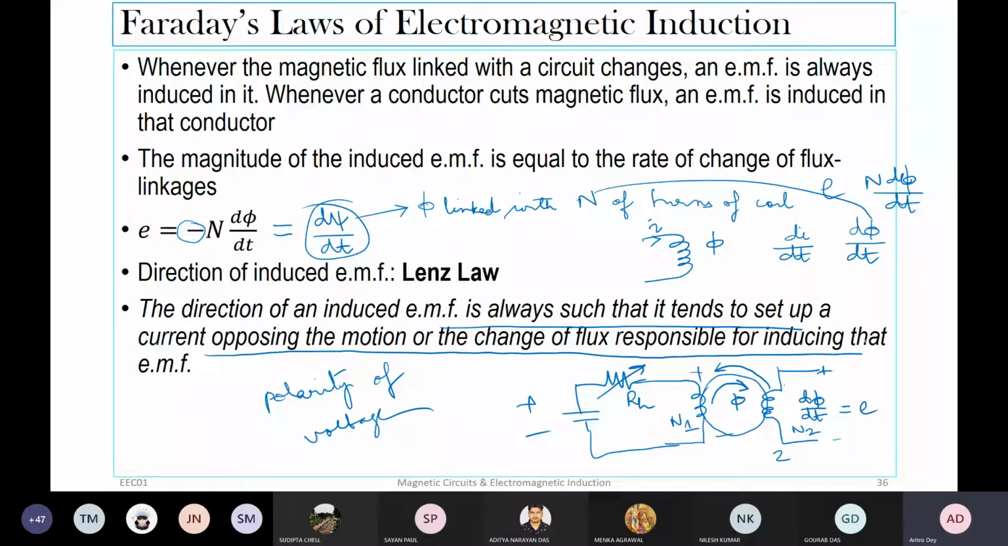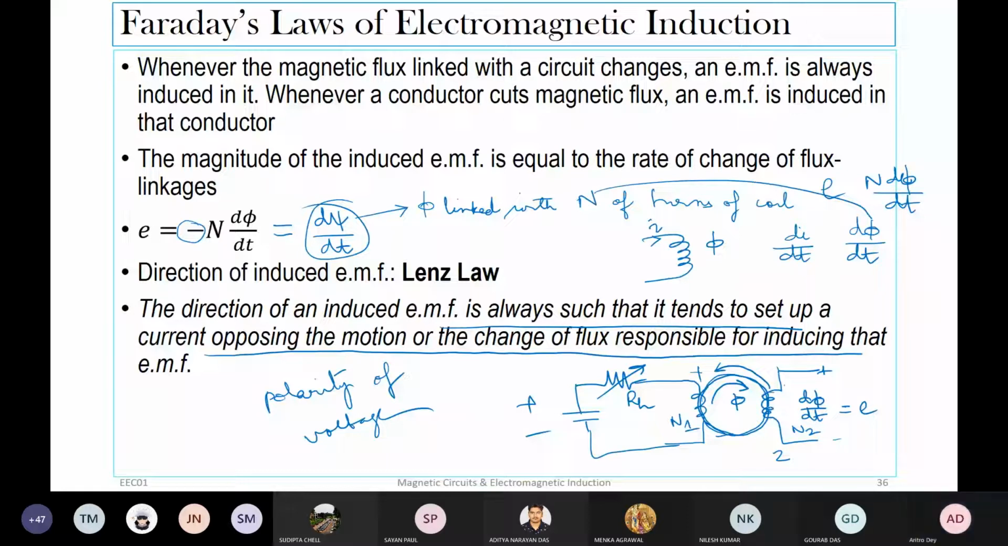The change of flux is responsible for inducing emf in it. Here I have shown an example of statically induced emf. We have a battery and a rheostat with which we are changing the magnitude of the current. This is your coil where the flux is developed. This is a toroid, a magnetic material through which this flux phi will be linked with another coil, coil 2. If we close that coil with another resistance, current will be produced.